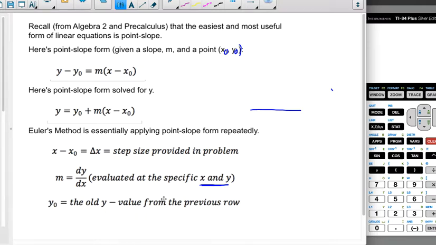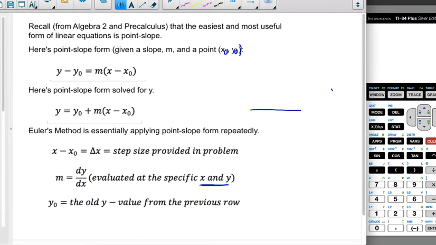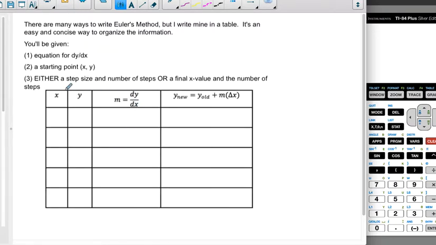And y naught will be the old y value from the previous step, right? So here, the y value here would be the y naught when I calculate this one. And when I go to calculate this one, the y naught would be this new y value that is the old y value to find a new y value. So we're going to go ahead and walk through how to do Euler's method. There are many ways to write the Euler's method algorithm. The way I write mine is a table. You certainly don't have to write it the way that I do.